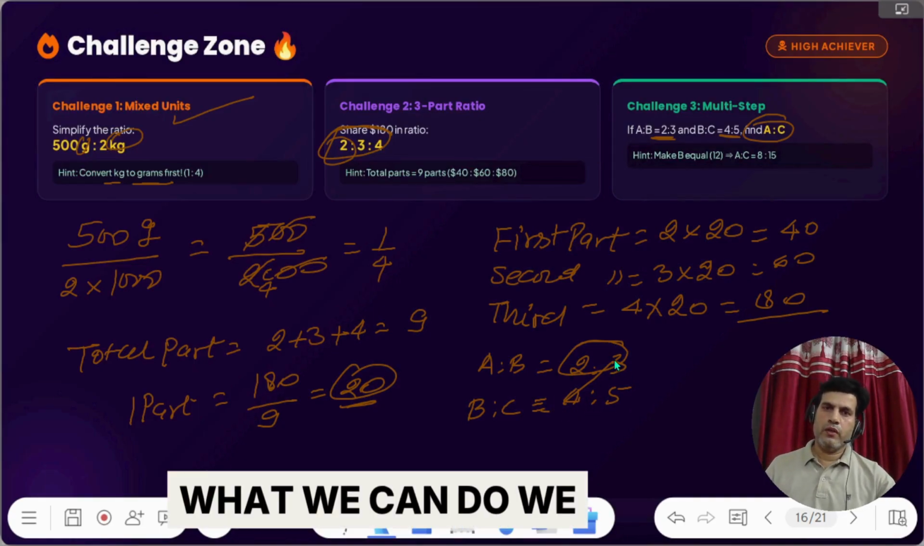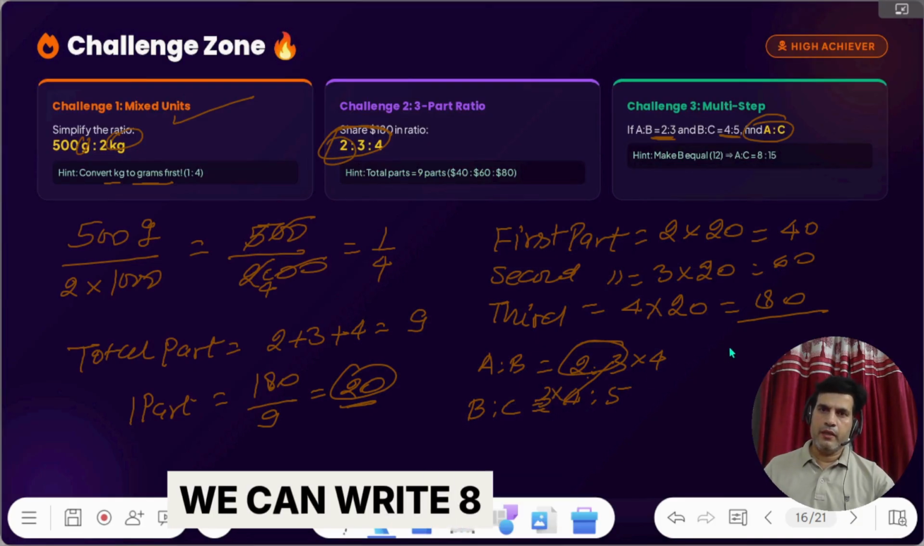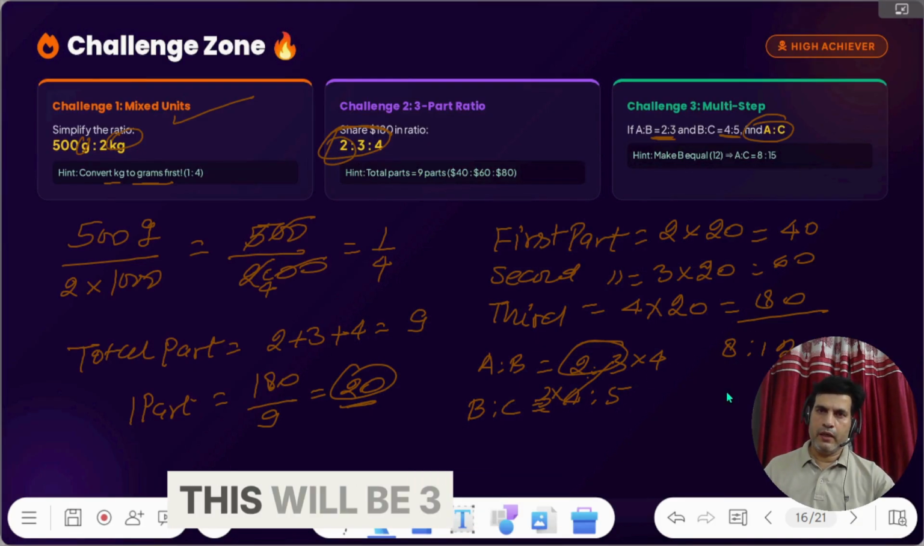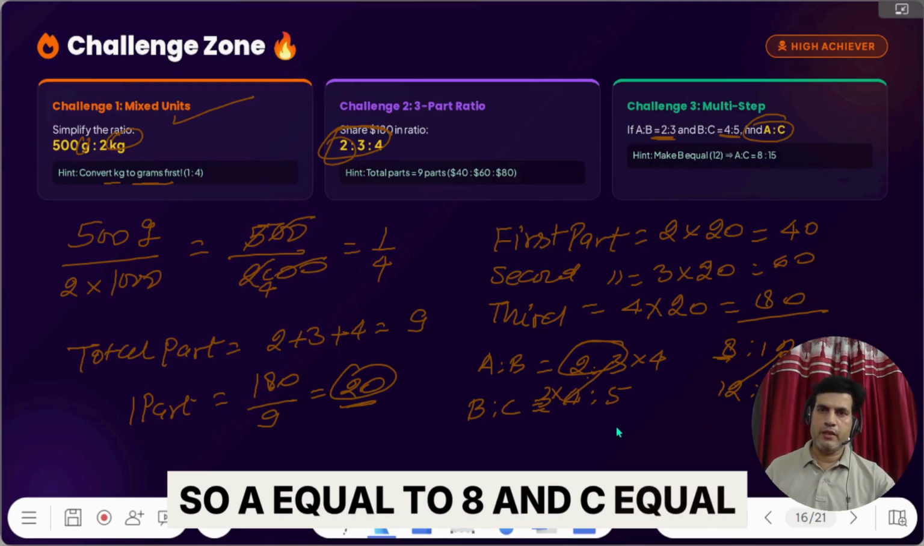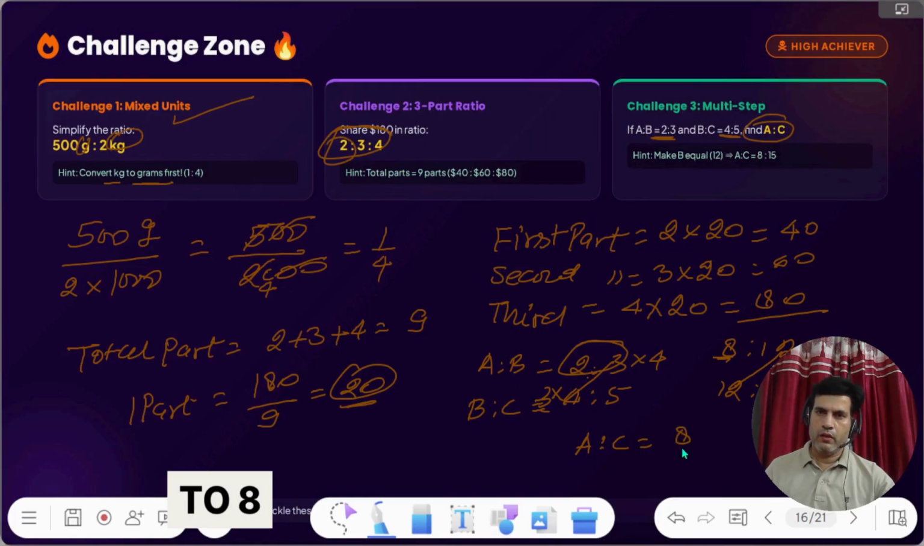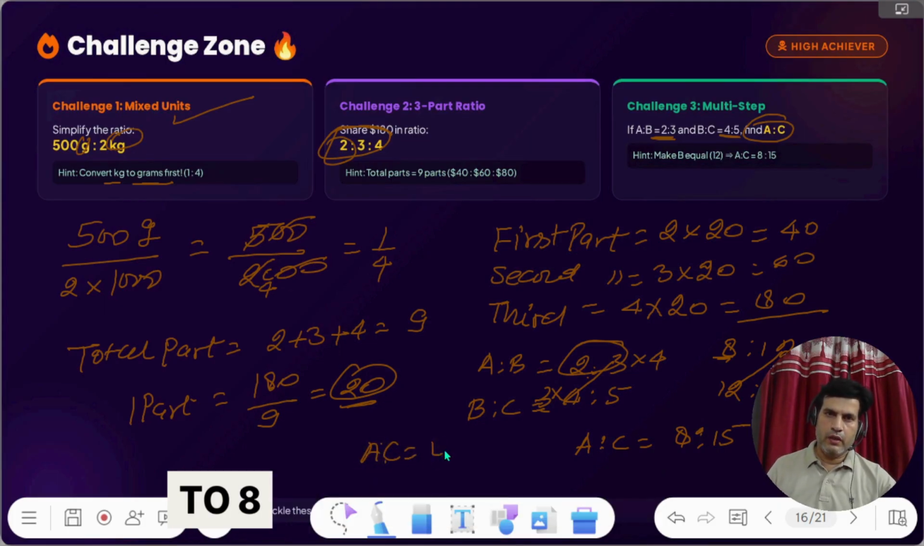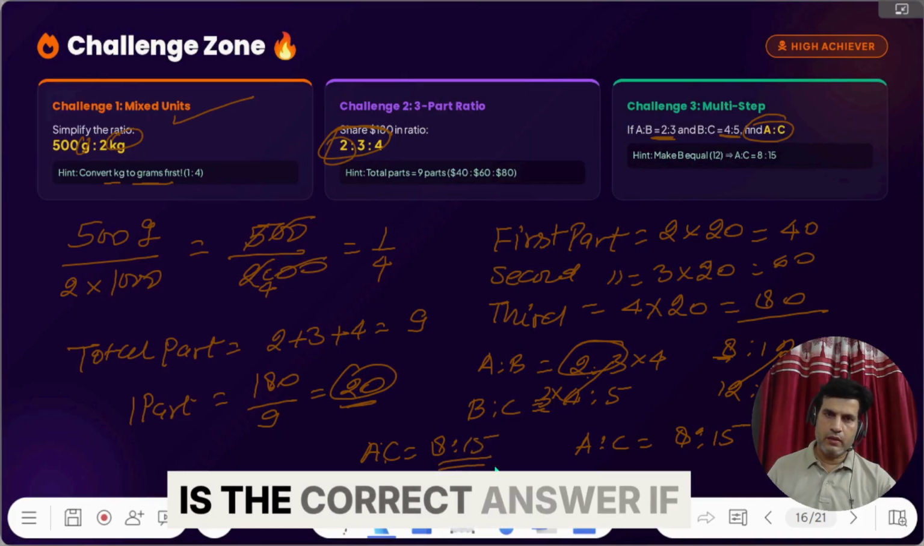So what we can do, we have to equate the B part. So here we will multiply by 4 and here by 3, both parts. So we can write 2 into 4 is 8, B is 3 into 4, 12, and this will be 15. So this is the 12 part. So A equals 8 and C equals 15. So A:C equals 8:15. This is the correct answer.